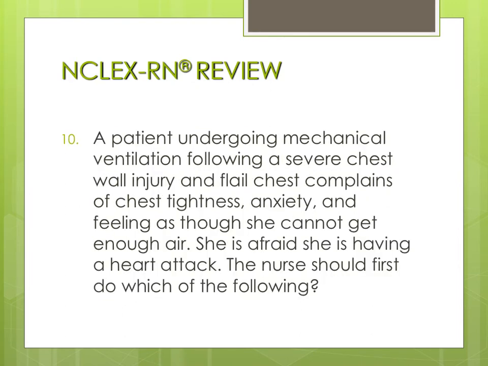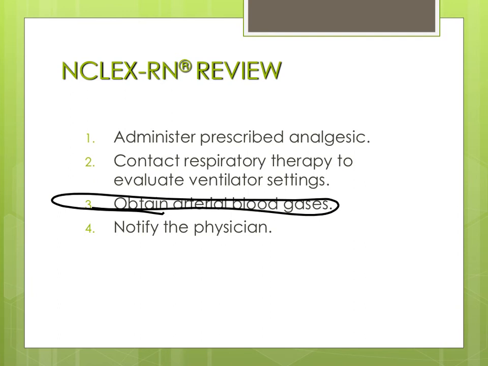This is a question. A patient undergoing mechanical ventilation following a severe chest wall injury and flail chest complains of chest tightness and anxiety and feeling as though she cannot get enough air. She's afraid she's having a heart attack. The nurse should first do which of the following? Administer an analgesic, contact respiratory therapy to change the ventilator settings, obtain arterial blood gases, or notify the physician. It would be obtain arterial blood gases. We need to know what's going on. Why all of a sudden is there a change in this patient's status?